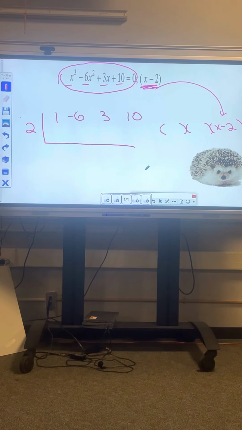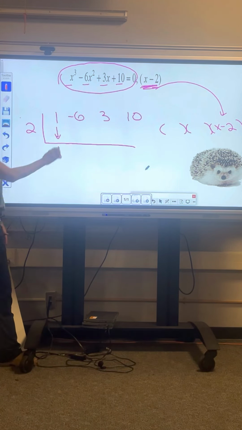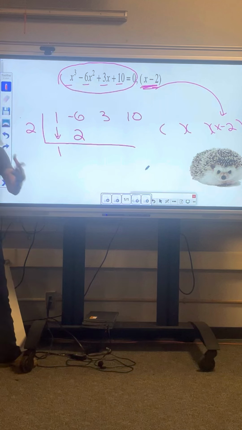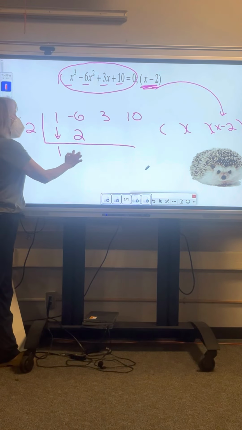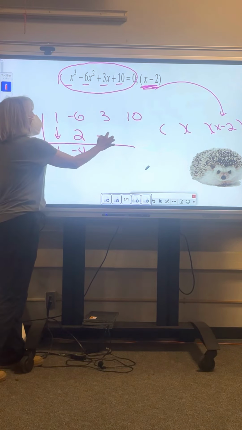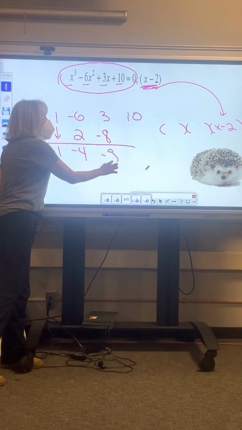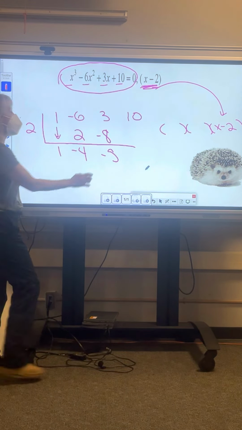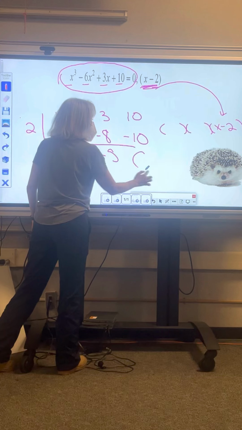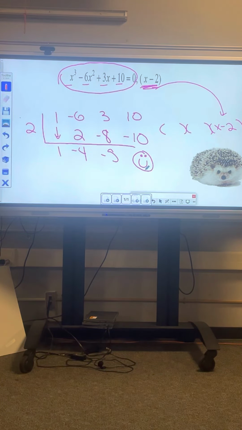Have I lost anybody? Okay, let's do synthetic division. It's my favorite thing in the world. Bring down the 1. 1 times 2 is 2. Add them up. Just multiply and add. 2 times -4 is -8. Add them up. -5 times 2 is -10. And look, it was 0, just like I said. Yay, I'm so happy. Everybody okay?